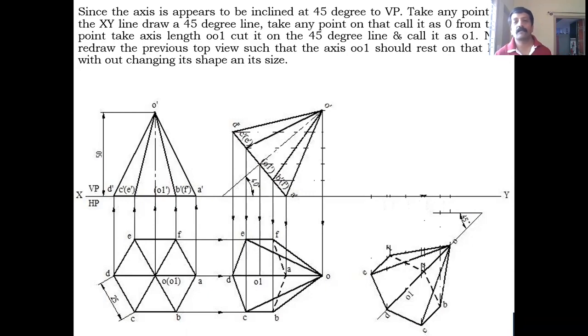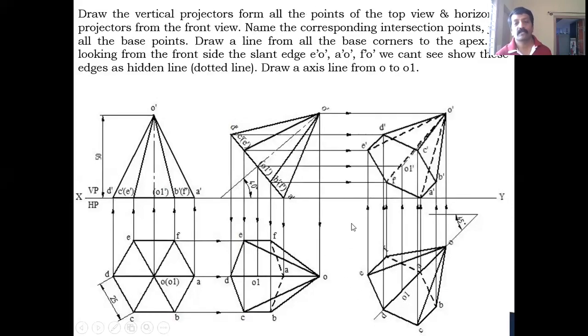So after getting all the points, without changing anything, you draw the visible edges as well as the hidden edges also. After this, to get the front view, draw the vertical projector line from all the points, like this. Draw the horizontal projectors also from the previous front view like this. Now coincide the points.